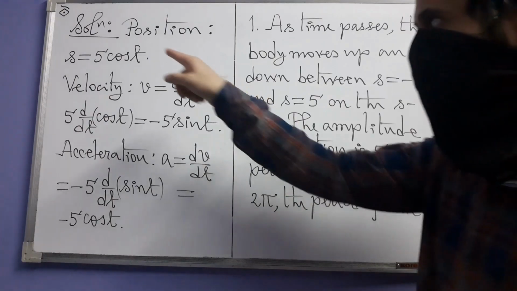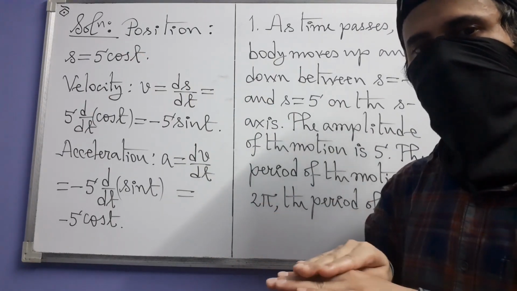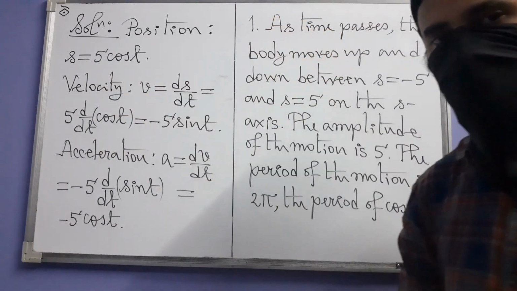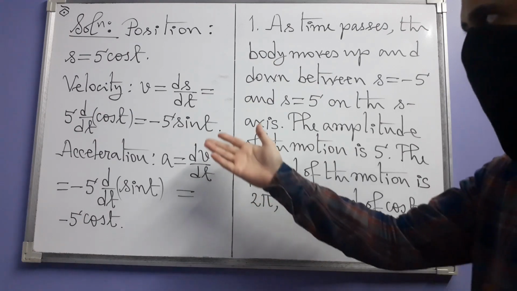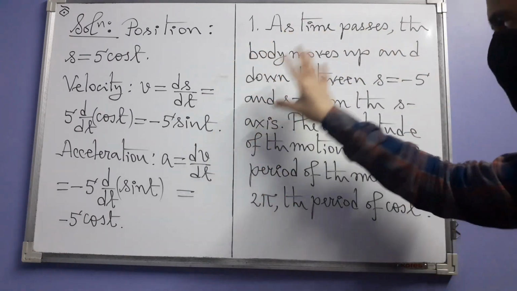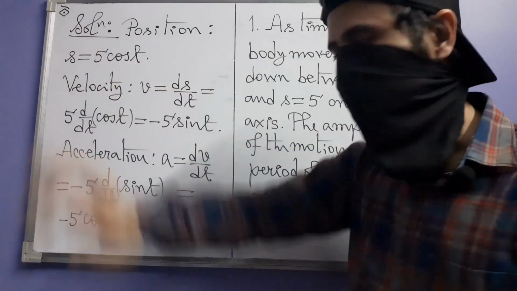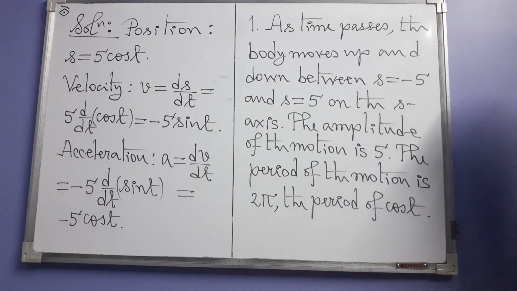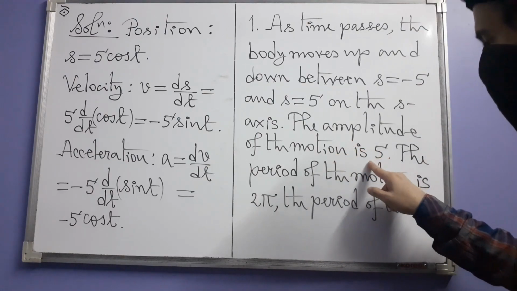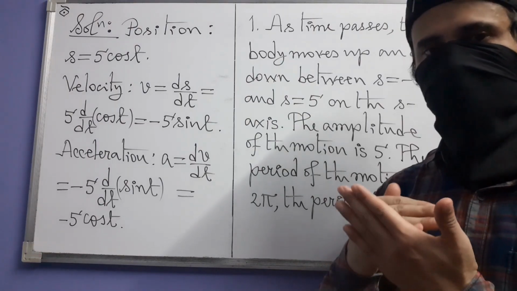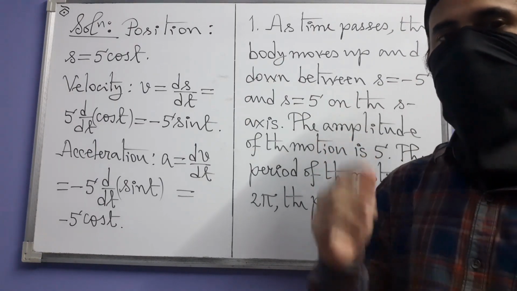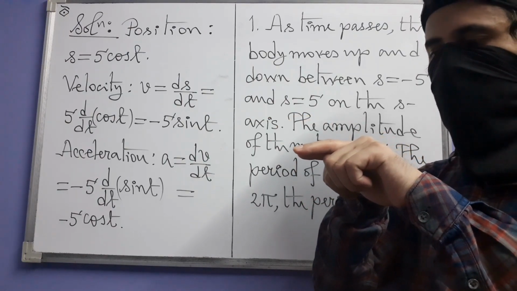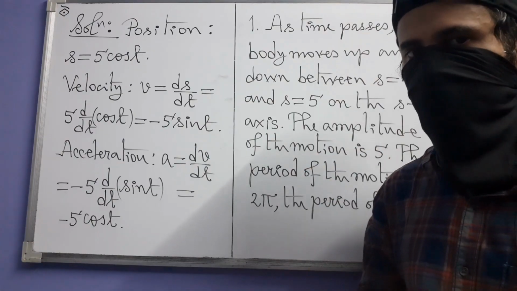That is why the position of the body is forever trapped between minus 5 and 5, because of this equation. Okay, so actually we are telling all these things just from this equation. There is one more thing. The amplitude of the motion is 5. The amplitude is how far the body can move from its mean position. Mean position is that 0 mark. So it can move maximum 5 units on either side of the mean position.